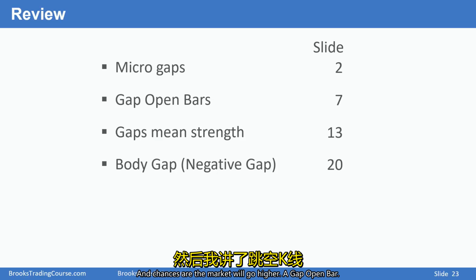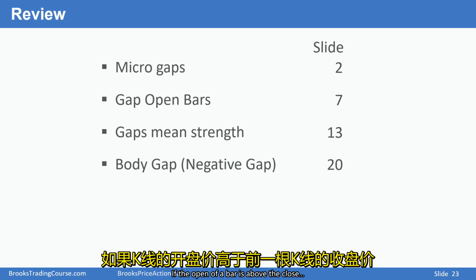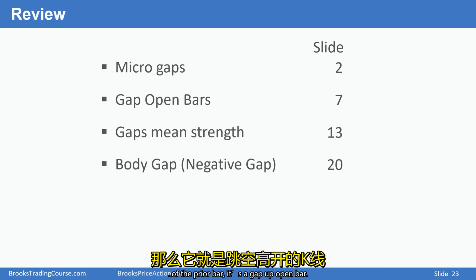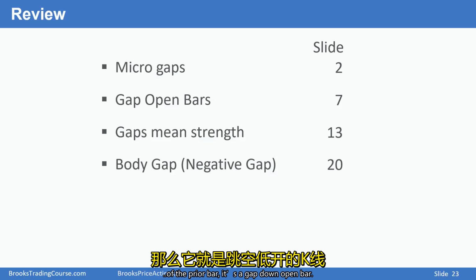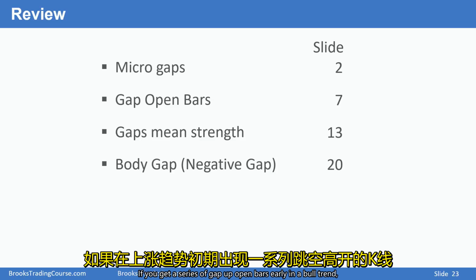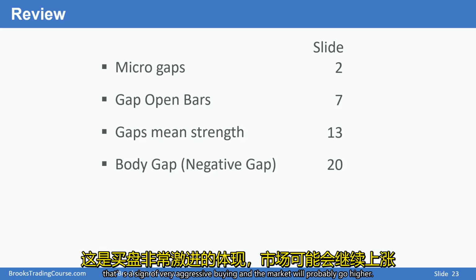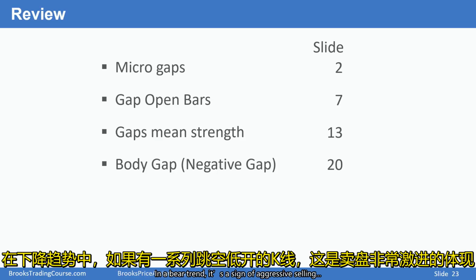A gap open bar, if the open of a bar is above the close of the prior bar, it's a gap up open bar. If the open of a bar is below the close of the prior bar, it's a gap down open bar. If you get a series of gap up open bars early in a bull trend, that's a sign of very aggressive buying, and the market will probably go higher. In a bear trend, it's a sign of aggressive selling if you start to get gap open bars to the downside, the open of a bar below the close of the prior bar.